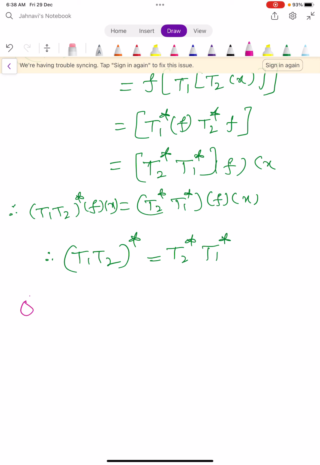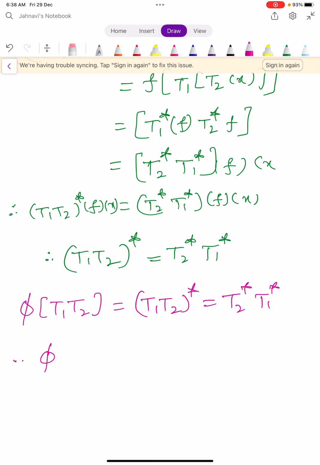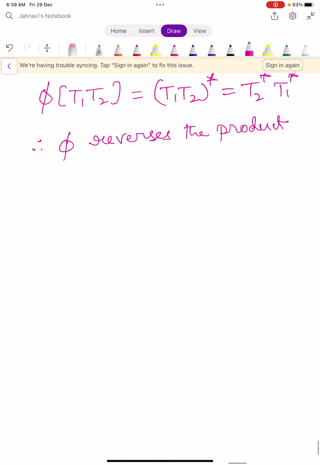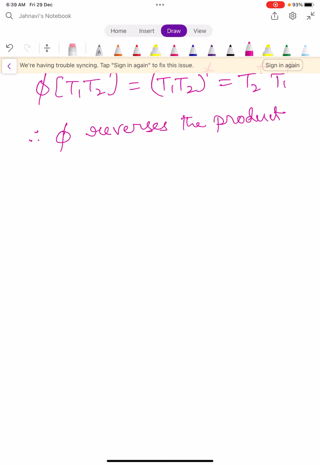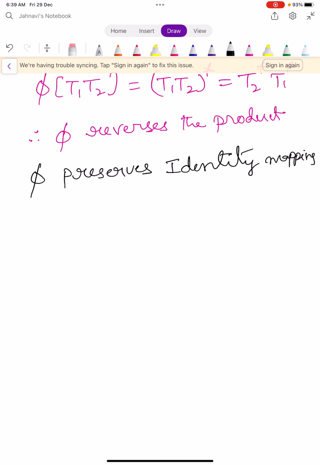Now the original one, pi of t1 t2 is equal to (t1 t2) star, which is equal to t2 star into t1 star. This condition shows us pi reverses the product. So next it remains to prove that pi preserves the identity mapping. This is the last condition of our theorem.